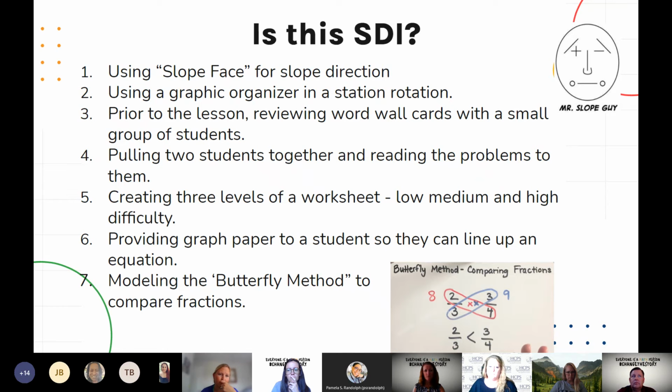So anybody want to tell us why you think 3 is definitely SDI? You're doing it with a small group. It's not whole class instruction. It's something that you're pulling specific students to in order to review for an upcoming concept, but it's not whole group. Okay, do we all agree with her synopsis there?